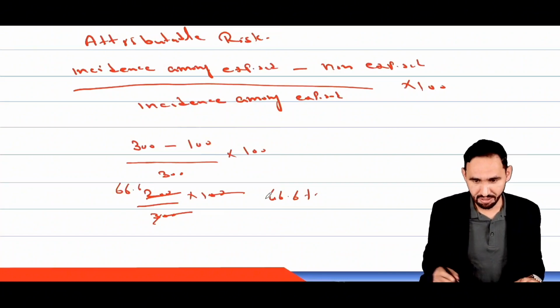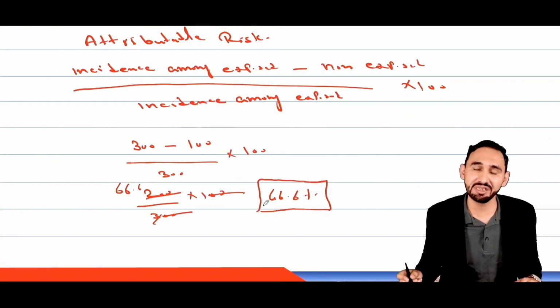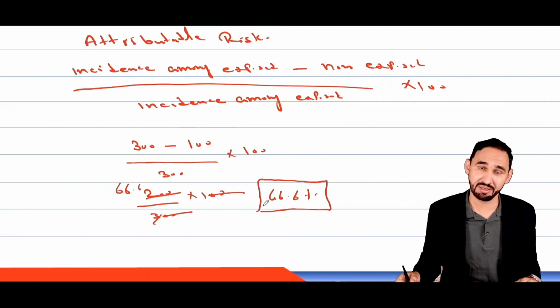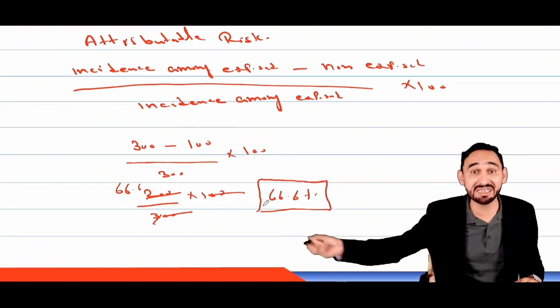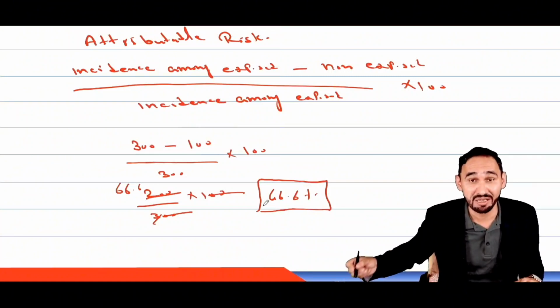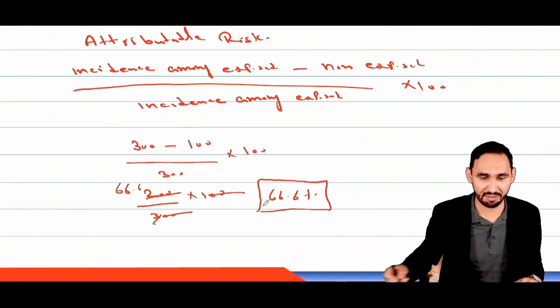Now we can say that in our study, 66.6% of disease is caused by the risk factor under study. Remaining may be other factors like aging, environmental factors, genetic factors. They may affect the outcome. 66% of disease is caused by risk factor.